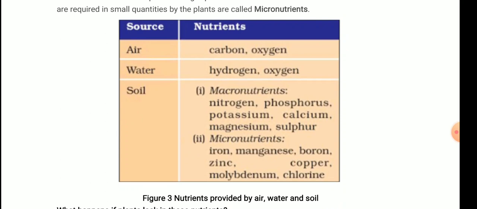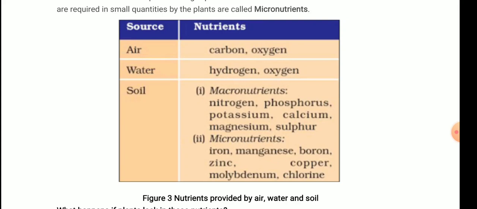Soil contains both kinds of nutrients, macronutrients as well as micronutrients. What are the macronutrients? Macronutrients are nitrogen, phosphorus, potassium, calcium, magnesium and sulfur. Okay, so these are the nutrients which are required by the plants in large quantities. Whereas on the other hand, the micronutrients are iron, manganese, boron, zinc, copper, molybdenum, chlorine. And these are the micronutrients which are required in less quantities.